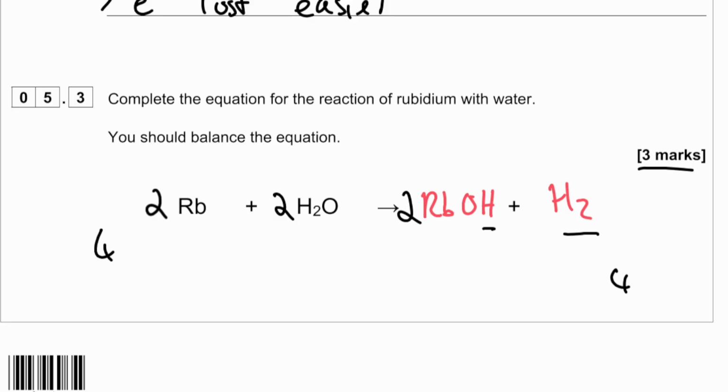And the last thing we want to balance is the oxygens. So on the left hand side now, we've got 2 oxygens because we've got 2 in front of here, like that. And on the right hand side, we've also got 2 because we've got 2 rubidium hydroxides. So the oxygens are balanced already, and therefore this is our balanced equation.